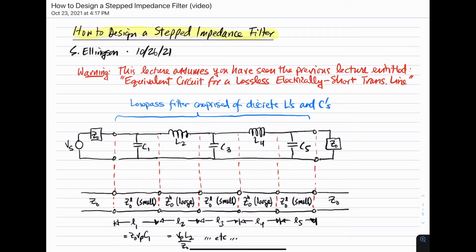First, let me emphasize that this lecture assumes that you have seen a previous lecture entitled Equivalent Circuit for a Lossless Electrically Short Transmission Line. If you haven't seen this video yet, I'll leave a link in the description, but please do see that video before you go through this material, because I will have already defined some terms and concepts in that previous lecture.